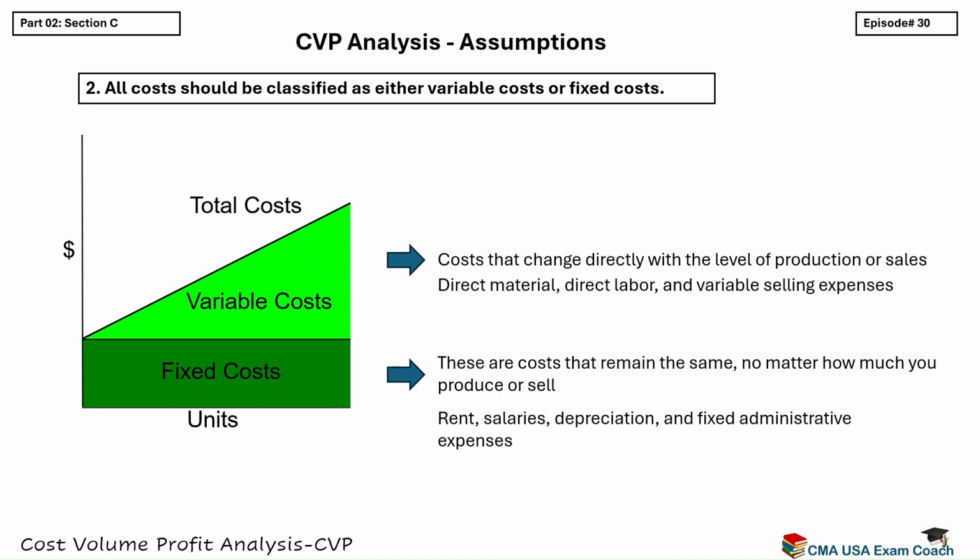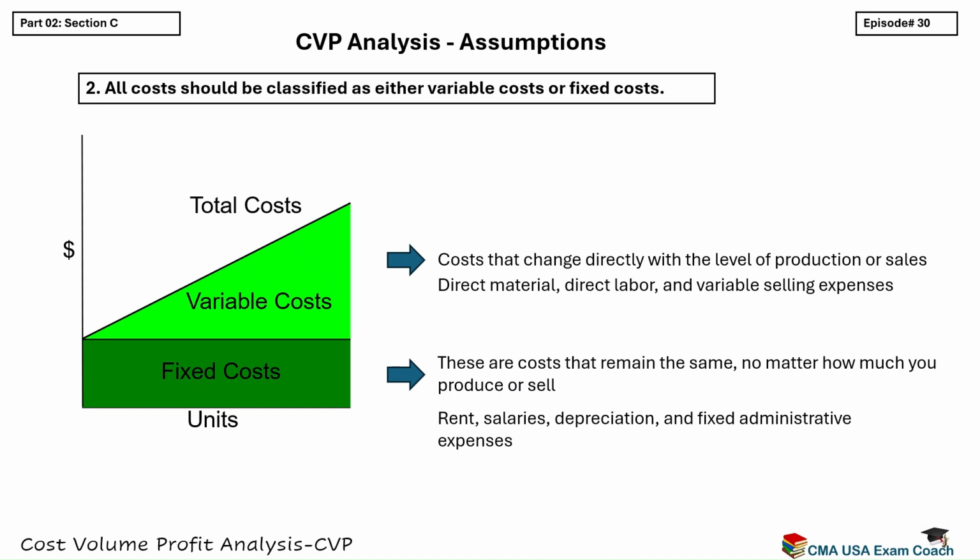So what does this assumption mean in practice? It means that for CVP to work correctly, we must ignore semi-variable or mixed costs, or we must split them into their fixed and variable components. For example, if you have a utility bill that has a fixed monthly charge plus a usage-based charge, we must divide that into its fixed part and its variable part before using it in CVP analysis.